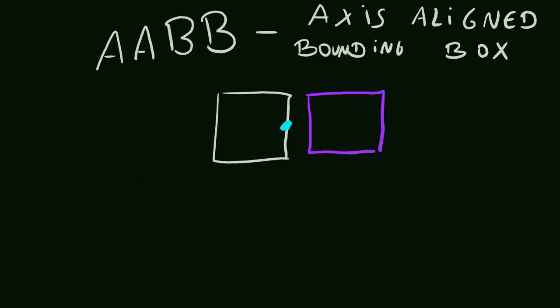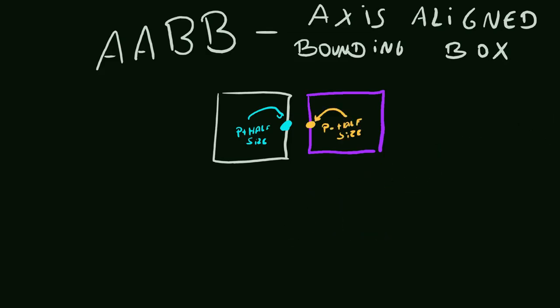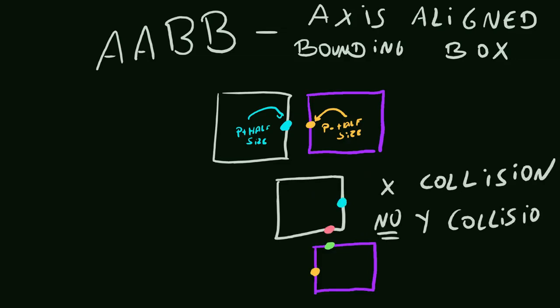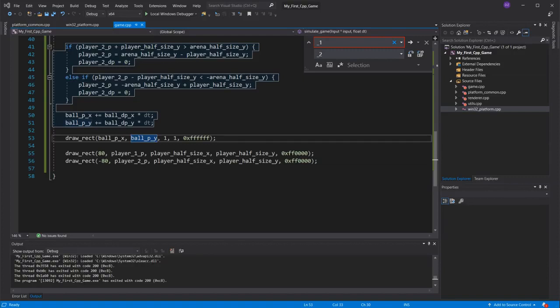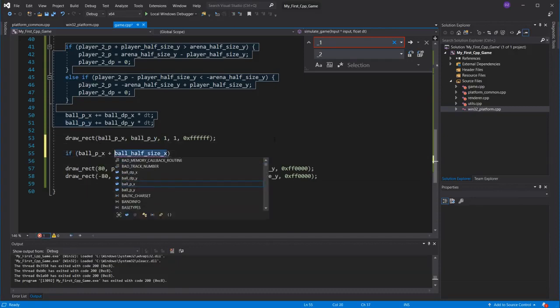It's the same idea we did last time. If the rightmost point of this guy is greater than the leftmost point of this guy, we have a collision. But we should also have to consider the other axes. See? So this has to be done in all 4 directions. Let's jump to the code and it'll be clear. Let's first add a collision with the ball's right side. So ball P plus the ball half size, and I'll make a variable out of that as well.